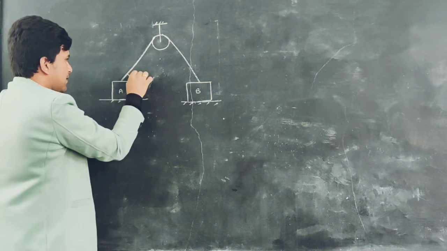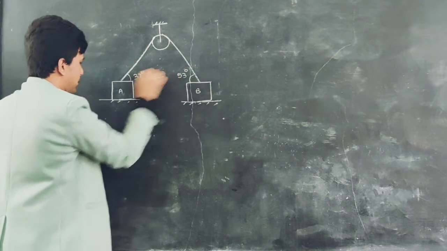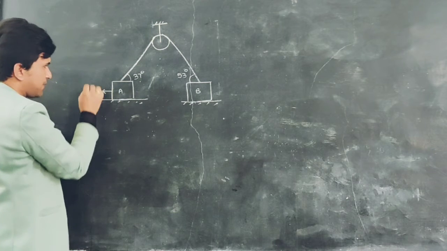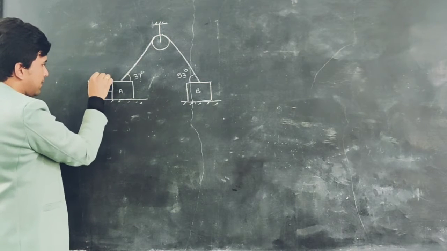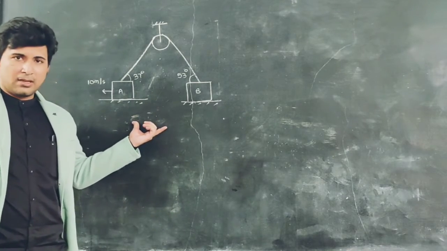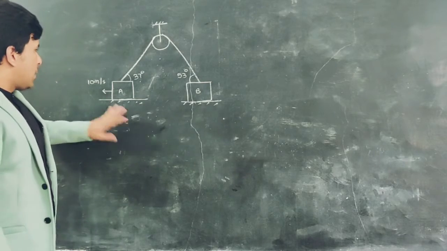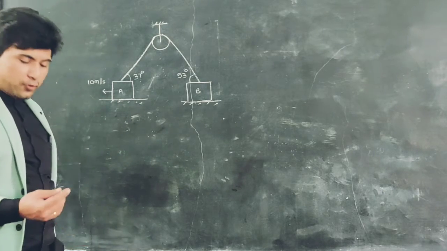Let's say this angle is 37 degrees, this angle is 53 degrees. And this block is trying to move left side with 10 meter per second. If you want to try, you can try by pausing the screen and then you can get back to the solution. Chalo. I hope a few of you have tried.